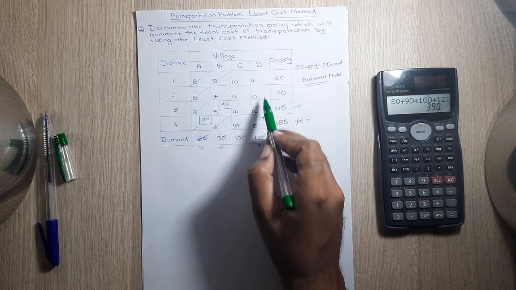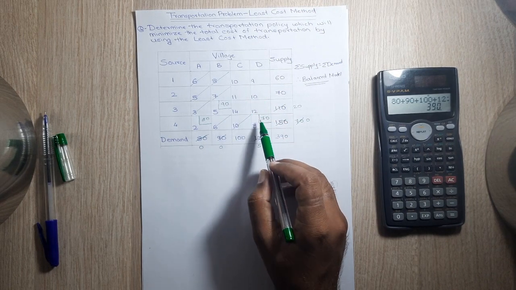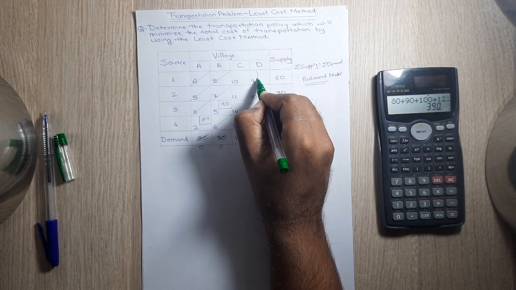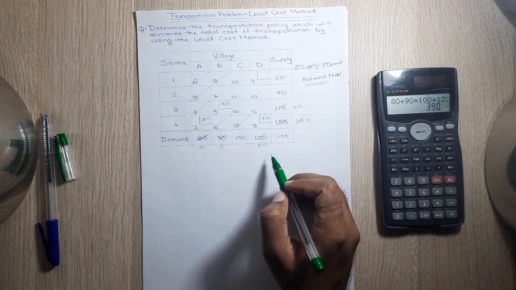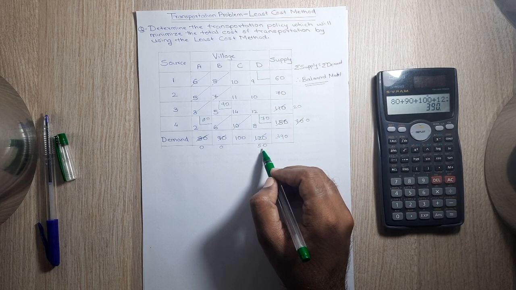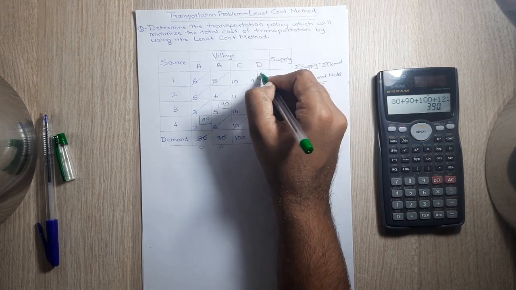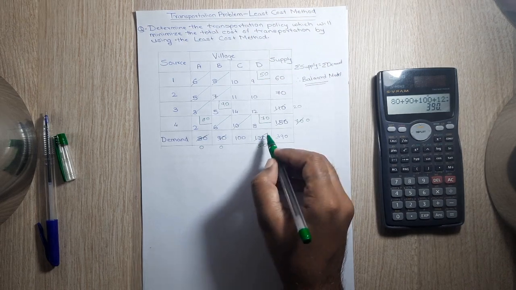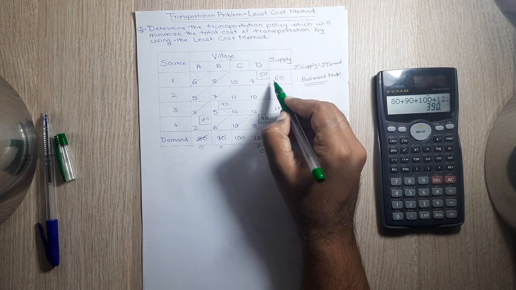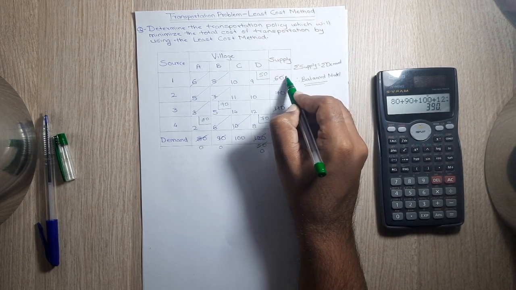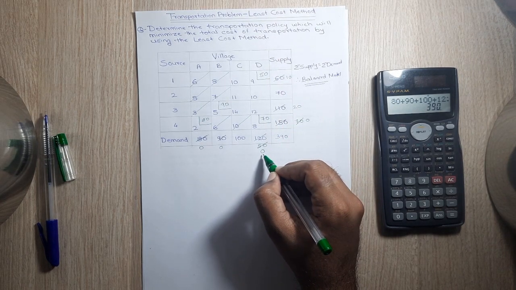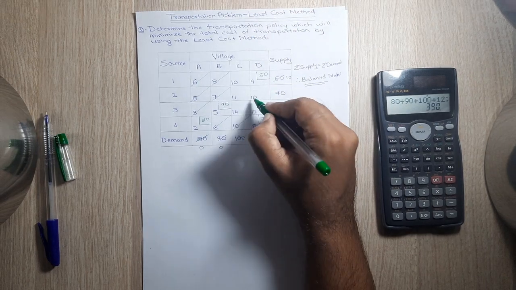Again, now these 6 cells are remaining. What is the least value in these 6 cells? 9 is the least value. So we'll start allocations over here. Now the demand is 50 and the supply is 60. Demand is lesser than supply, so we'll allocate 50 over here. As we have allocated 50, the demand will be exhausted. I'll cancel this and write 0. 50 is allocated, so the balance will be 10. Demand is exhausted, so now this column will be out of the picture.